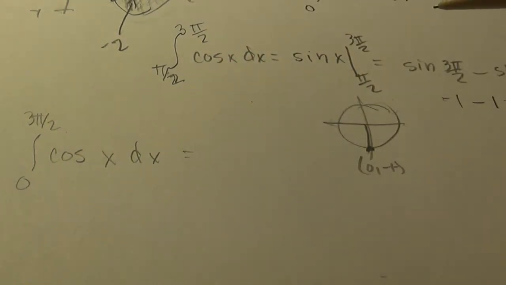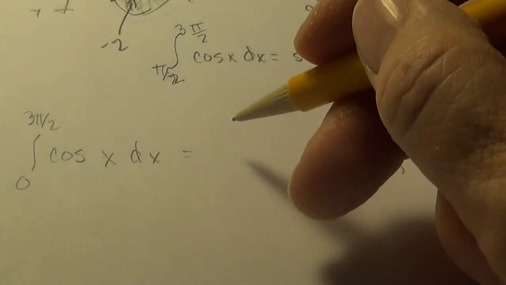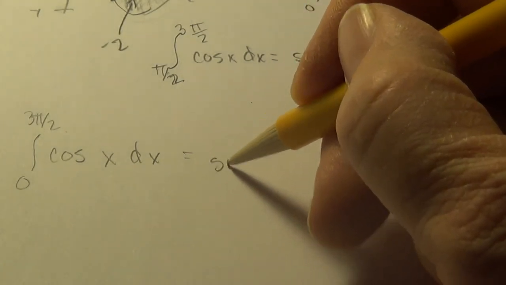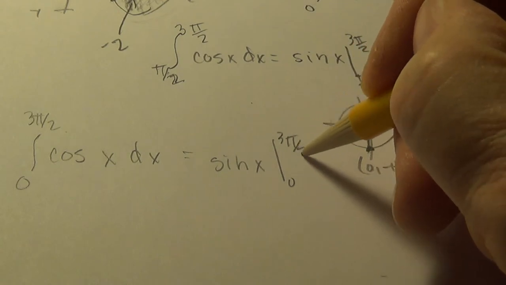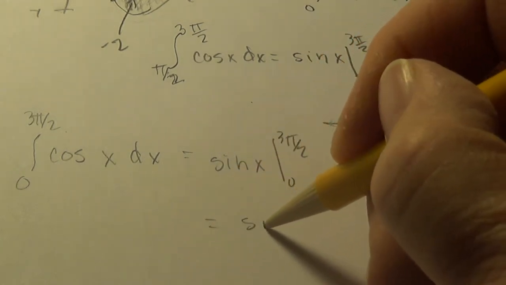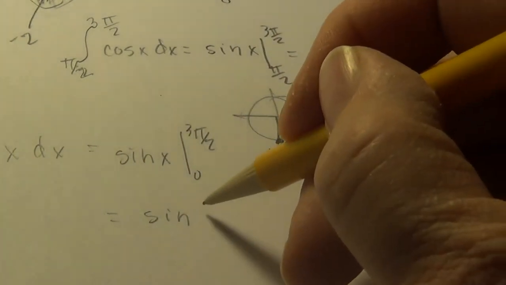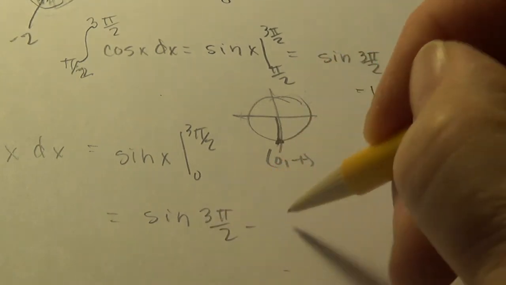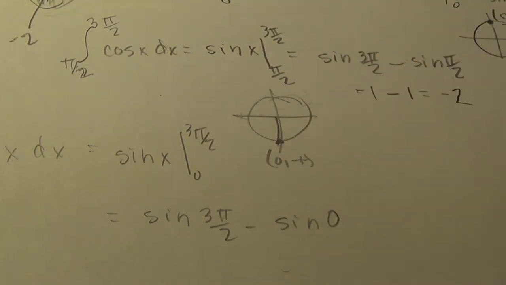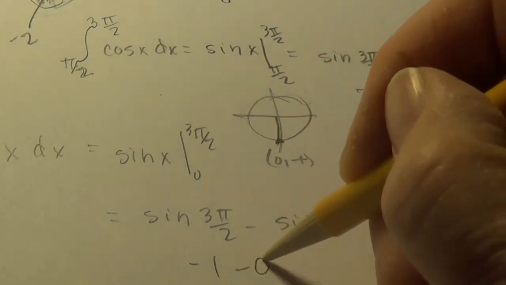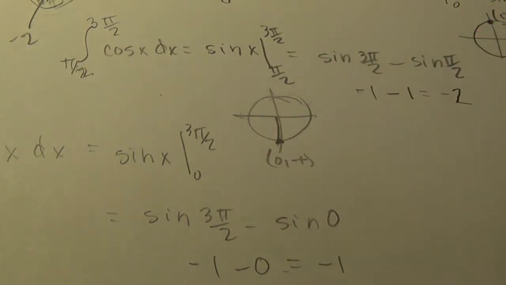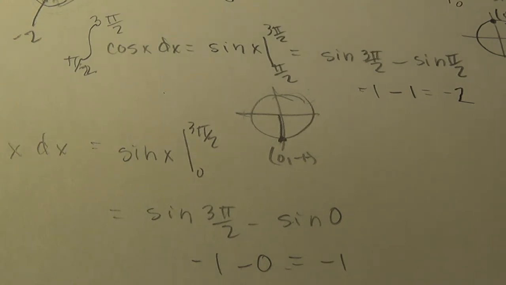So the integral of cosine, again, is sine. This time, we're evaluating from 0 to 3 pi over 2. So it equals the sine of 3 pi over 2 minus the sine of 0. We already talked about the sine of 3 pi over 2. It's minus 1. And the sine of 0 is 0. And we did get the minus 1 as we expected.